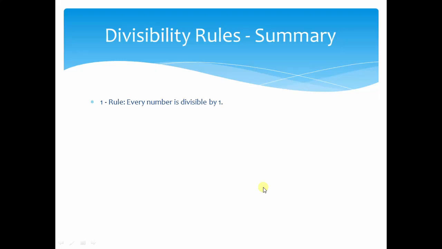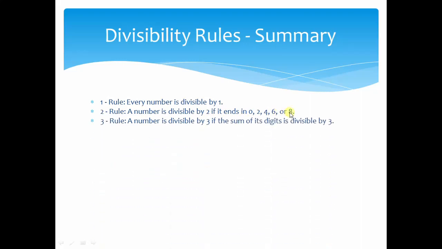Let's sum up the divisibility rules from 1 to 10. Let's do a quick recap. So what is the rule for number 1? Everyone knows it should be divisible by 1. For number 2, a number is divisible by 2 if it ends with 0, 2, 4, 6 or 8, or it is an even number.